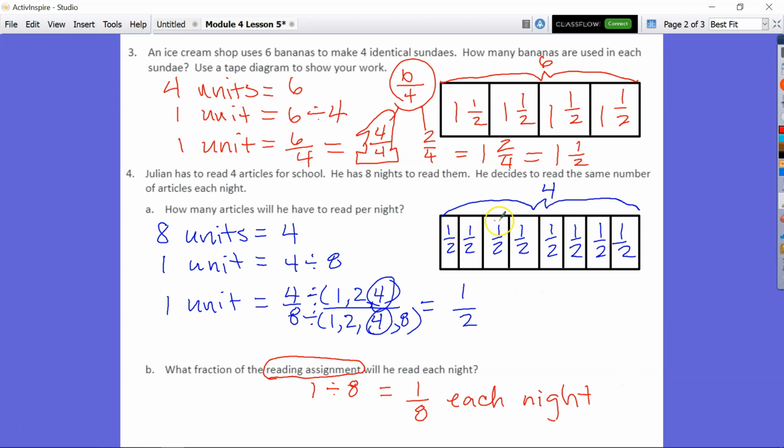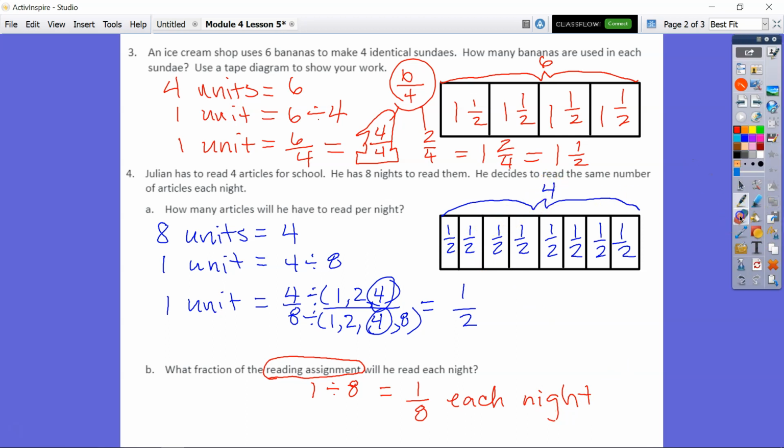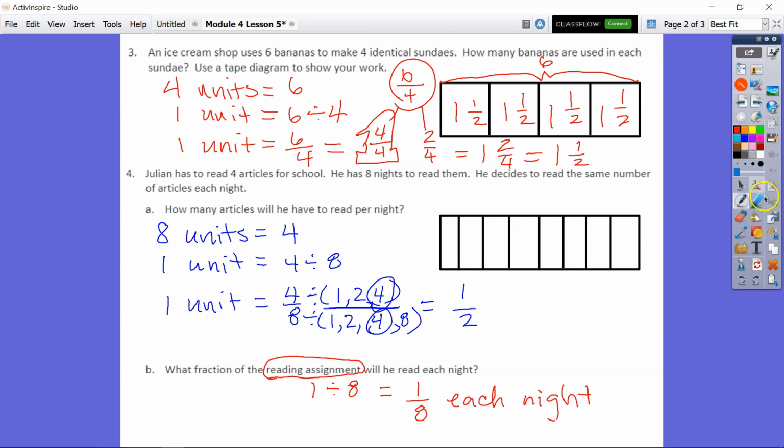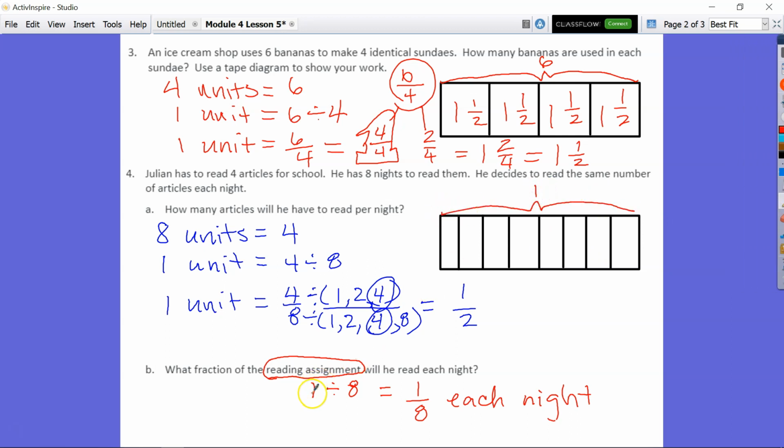And if you look at it here, it will be 1 assignment up top. Let's go ahead and change this so that it'll match our part B. So in order to complete this, each night he would read 1/8, because we have the 1 assignment now, 1 reading assignment.